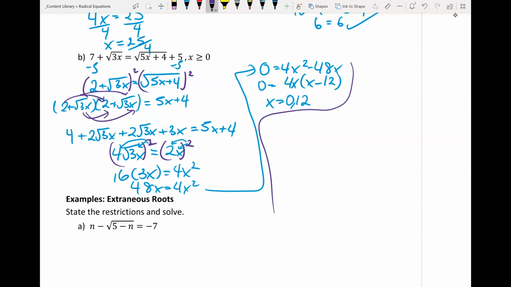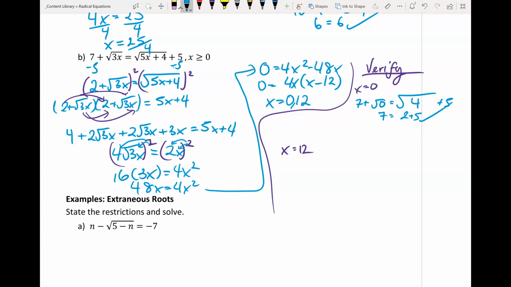Now we're going to go ahead and verify. And there's 2 solutions for us to verify. So let's do x equals 0 first, and then after we can do x equals 12. So for x equals 0, we're going to have 7 plus the root of 0, sorry, not plus, but equals the root of 0 plus 4, which is just 4, plus 5. So that's 7 is equal to 2 plus 5. That's 7 equals 7, so it's good.